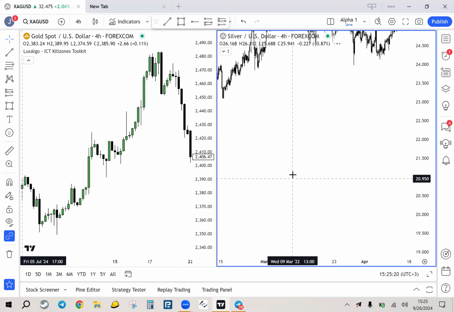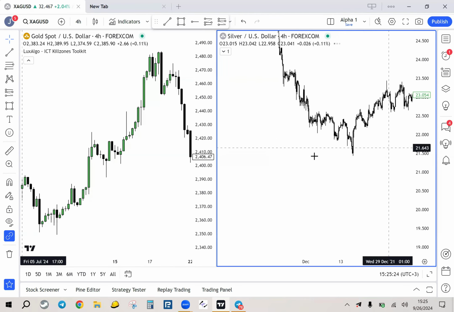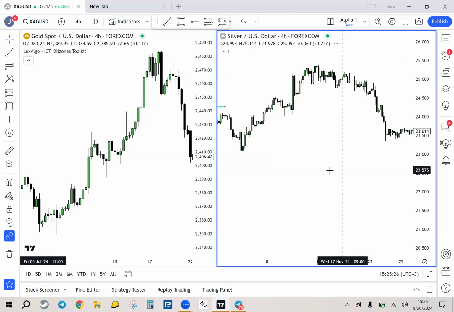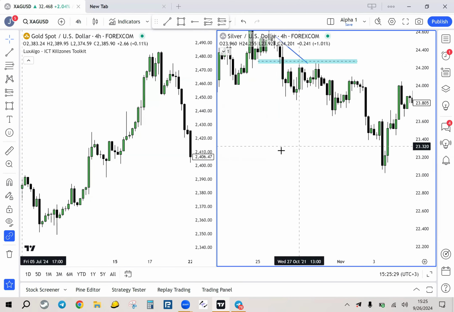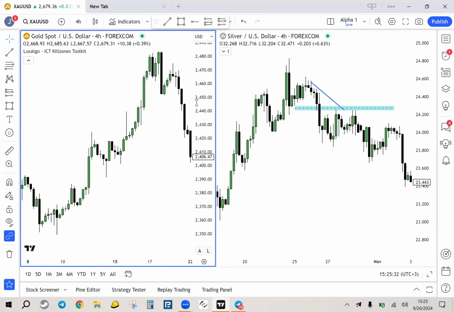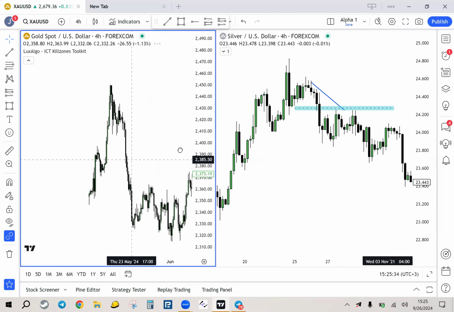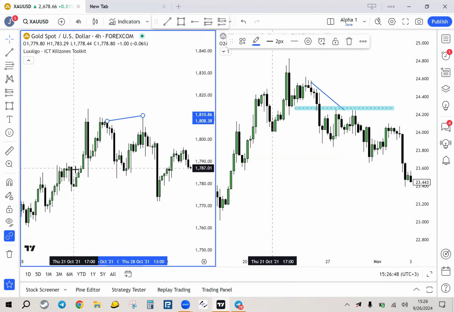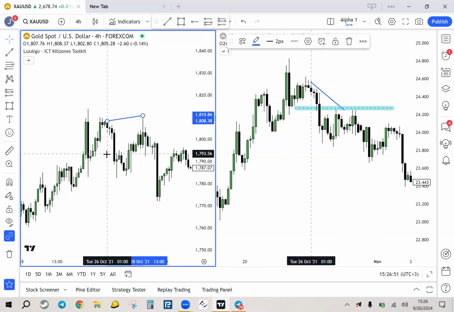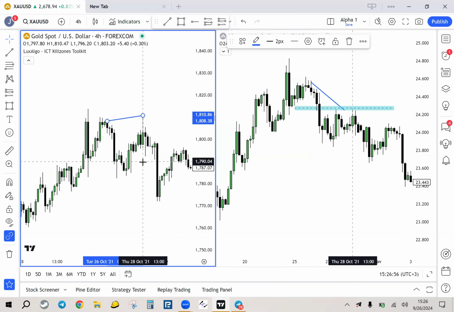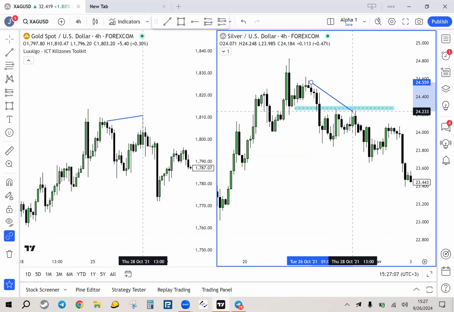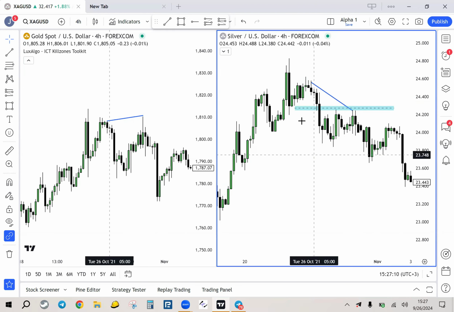April, February. Okay, here it is. Okay, and now let's do the same for gold. Okay, so you can see where the divergence was. This candle on October 26th at 1 a.m. my time zone with October 28th at 1 p.m. and it was, wait, it was here. There. Okay, so this was the divergence, right?